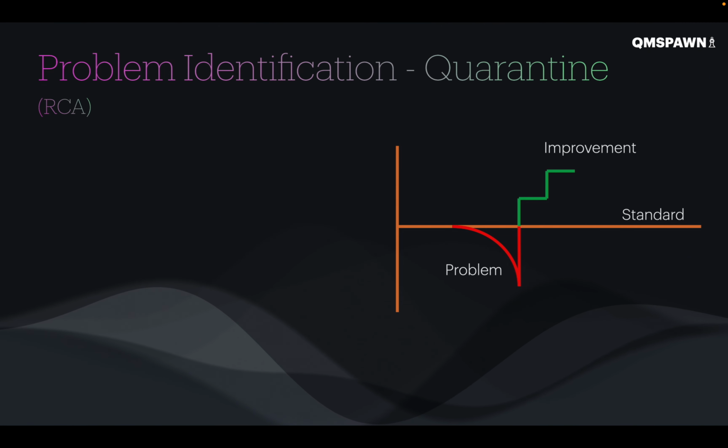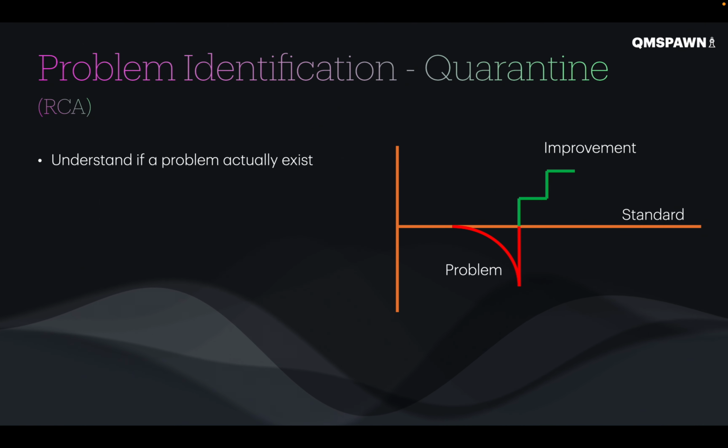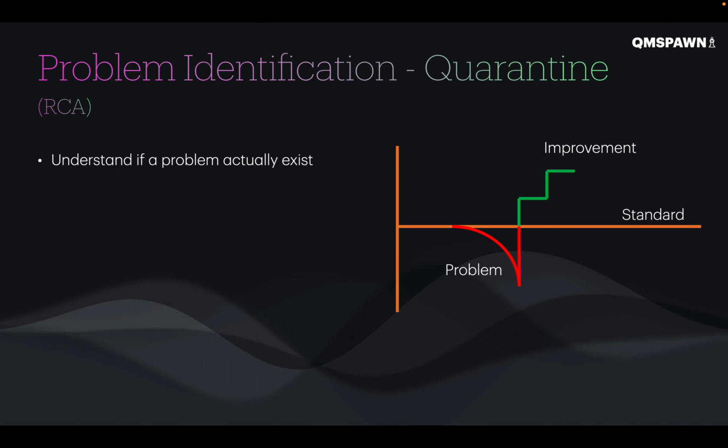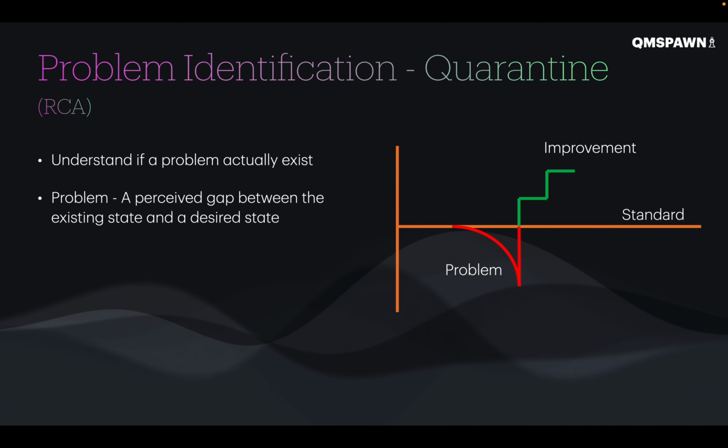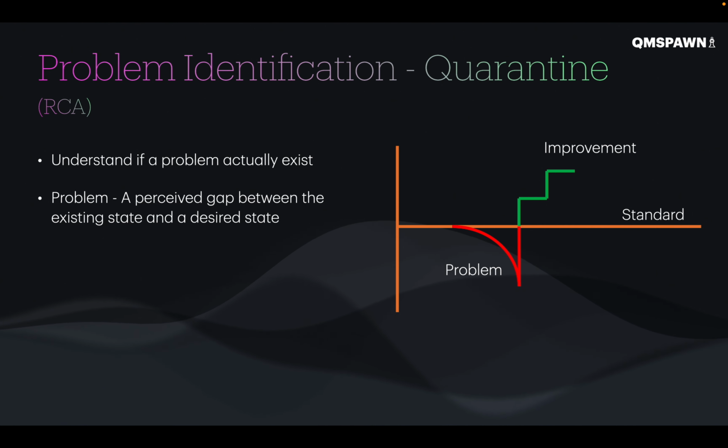So when we talk about the problem, we must understand whether a problem actually exists. Here in the graph you can see a horizontal line denotes the standard. Anything that falls below the standard is your problem, and anything above this horizontal line is improvement. So a problem exists when there is a perceived gap between the existing state and the desired state. I believe there are three really important elements we should consider whenever identifying a new problem.